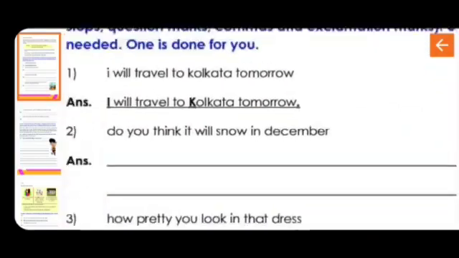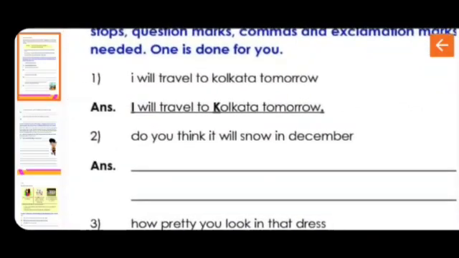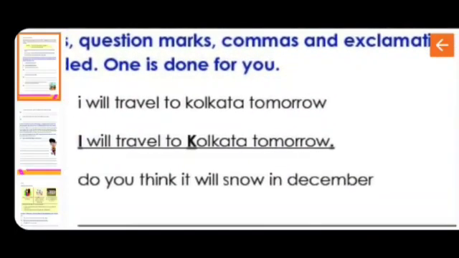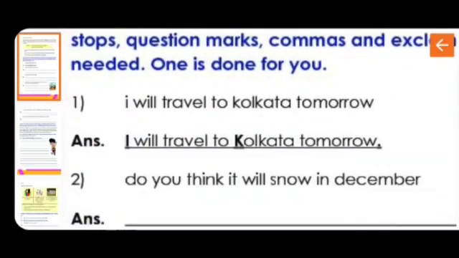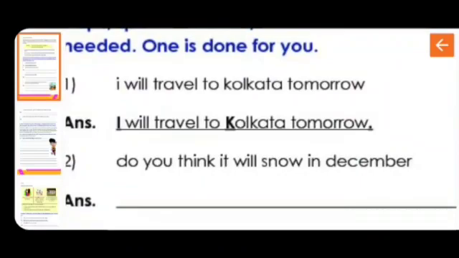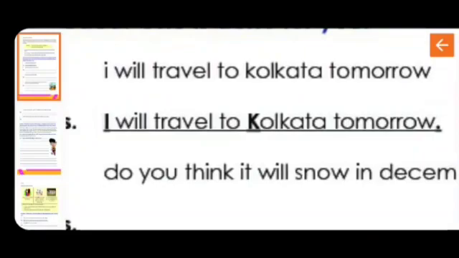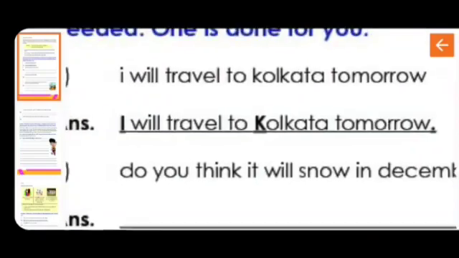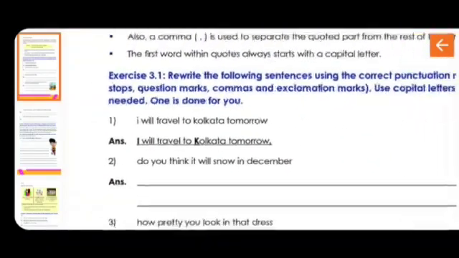Okay. Look at the example. "i will travel to kolkata tomorrow" Now here I is not written in capital letter. K, Kolkata is a proper noun. Kolkata, K is not written in capital letter. And you should always know when it is a declarative sentence or a statement, it should always end with a full stop. So look at the answer. I will travel to Kolkata tomorrow. So what are the things they've changed? I in capital, K in capital, and there's a full stop. Got it, children?